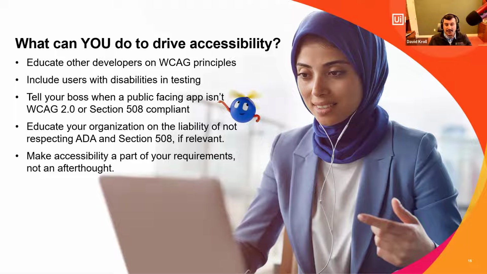testing. If you work for a public facing company or organization that receives federal funding, tell your boss when a public facing app may not be compliant. Educate your organization on the importance of respecting the ADA and Section 508 if relevant to your industry. And lastly, include accessibility needs as a part of your requirements gathering, not as an afterthought.